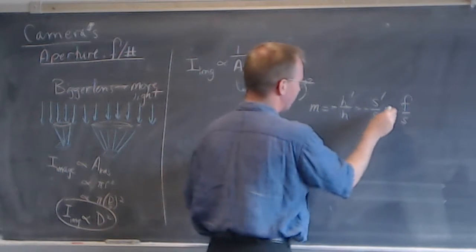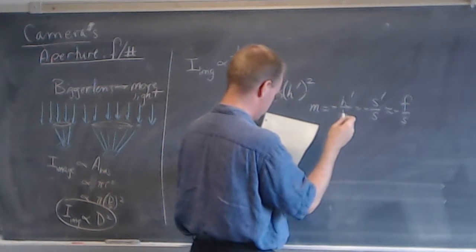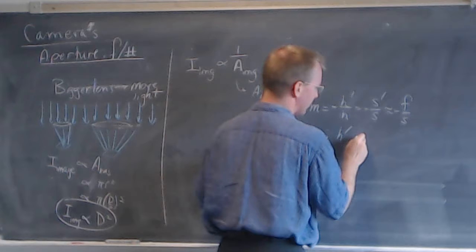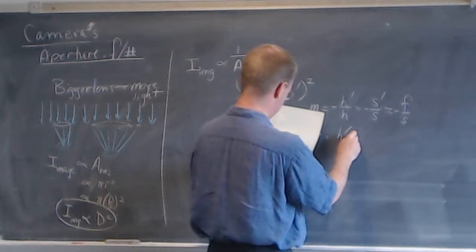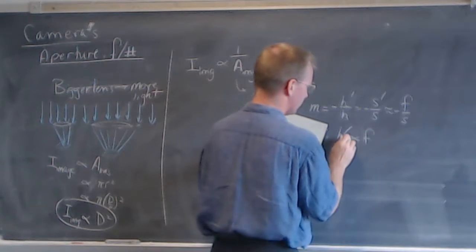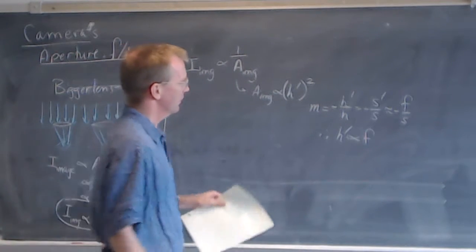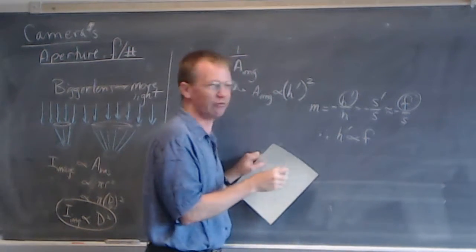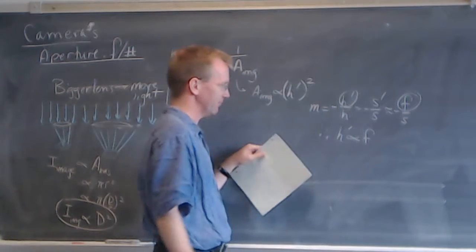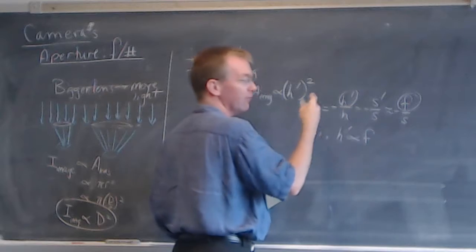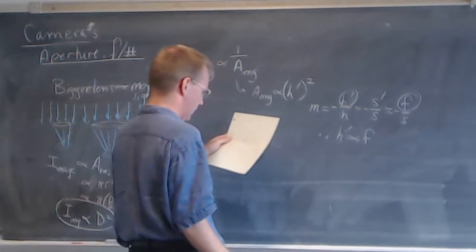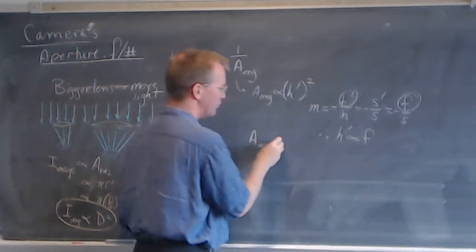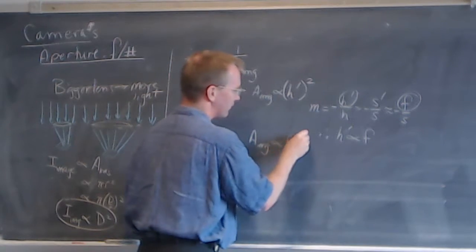But that means that, okay, therefore, dot, dot, dot means therefore. h prime is proportional to the focal length. Notice I didn't say it's about equal to because I've got different denominators here. They're both proportional to the magnification, therefore they're both proportional to each other. All right, given that, the area taken up by the image is proportional to focal length squared.